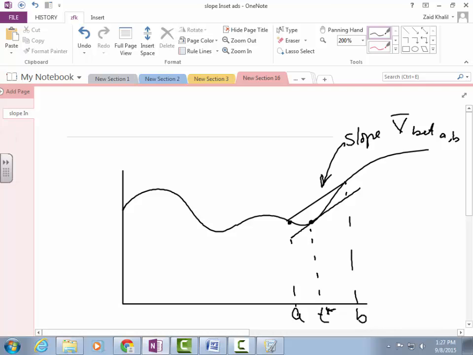Basically, it says within any interval, there exists a point such that the slope of the line through that point is equal to the slope of the overall interval. Any questions? So in other words, the instantaneous velocity at t star is equal to the average velocity between A and B. So that's that.